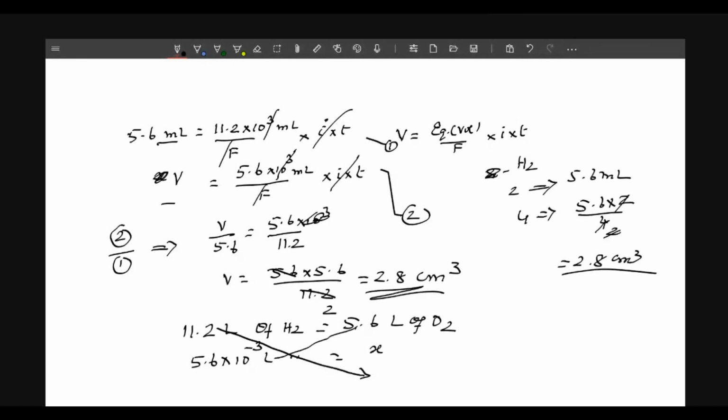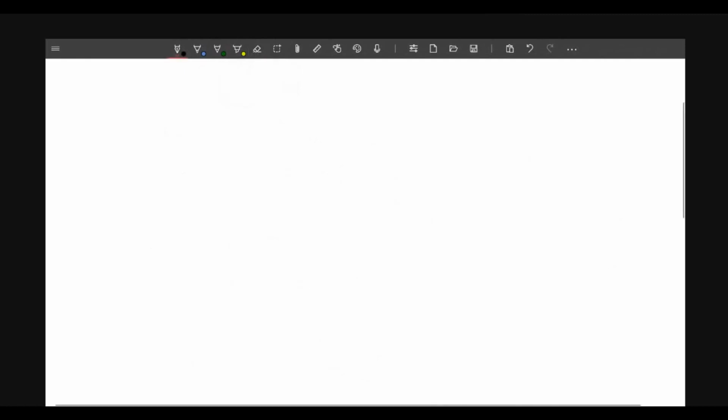The last question for this session, and the remaining questions we will see in the next session. The last question, take down this. How many Faraday is required for the reduction of 0.05 molar permanganate ion? If a problem is stopped at this stage, it is not possible for us to work it out because permanganate ion is undergoing reduction. To which species is it undergoing reduction?